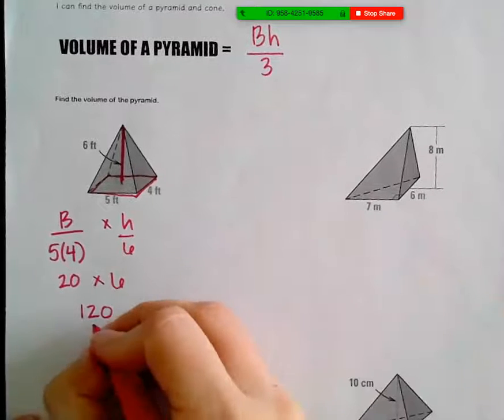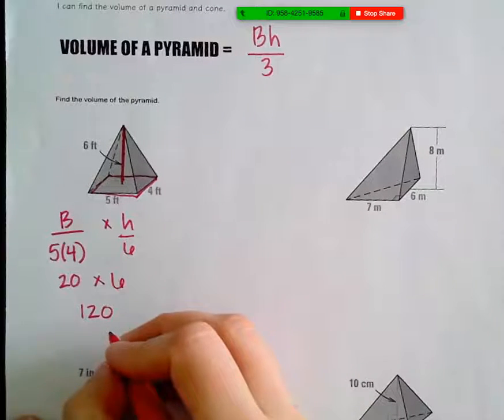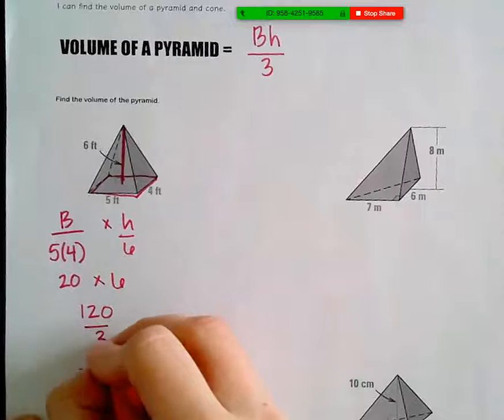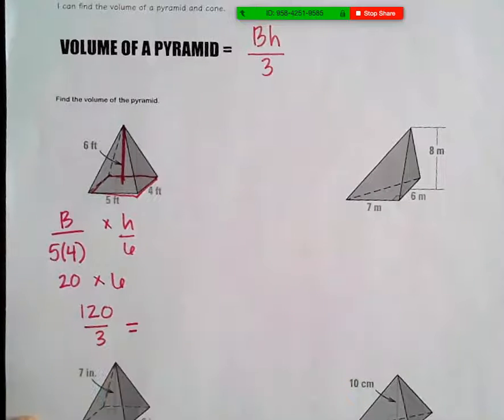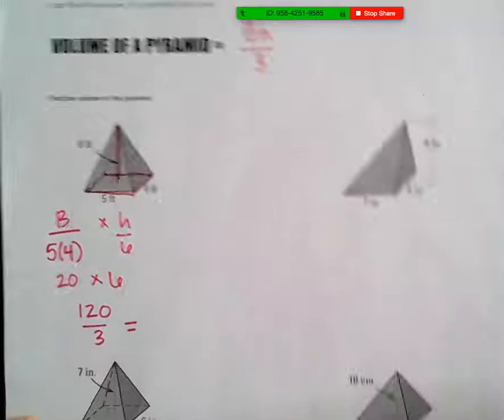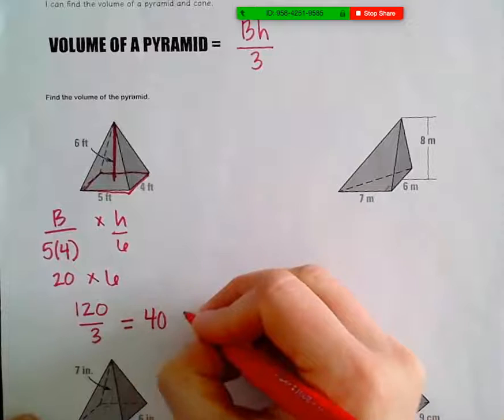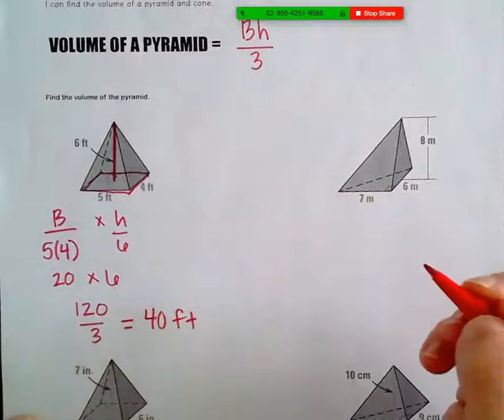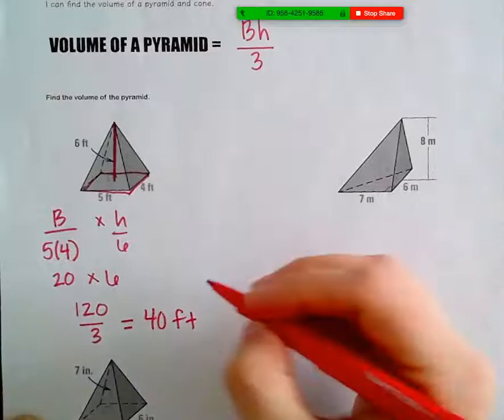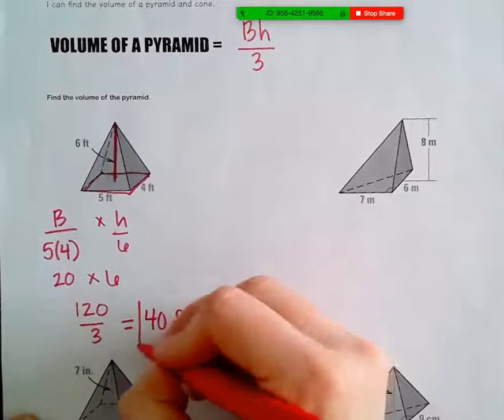So we have 120. That means we divide that by 3, right? Yep, and now since it's a pyramid, we divide it by 3. So what is 120 divided by 3? 40. Do you guys remember feet what? Feet cubed. Good job.